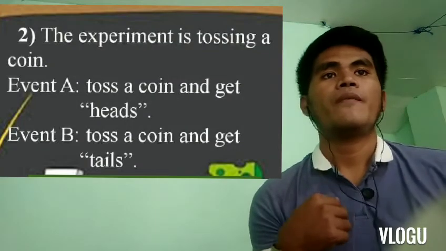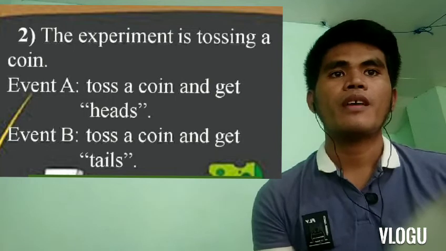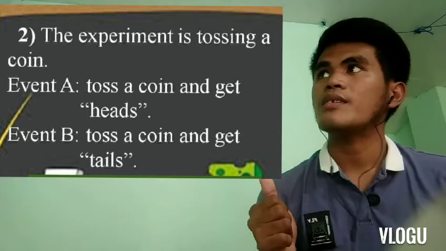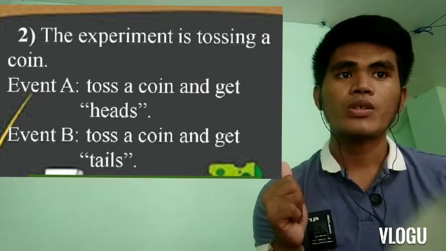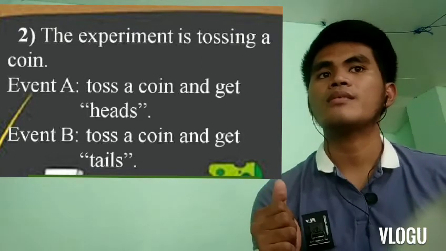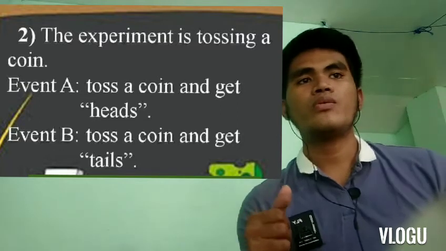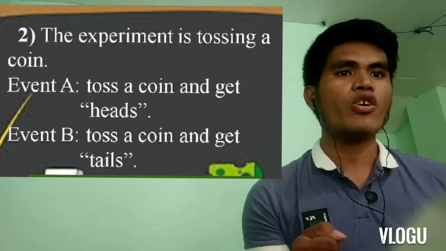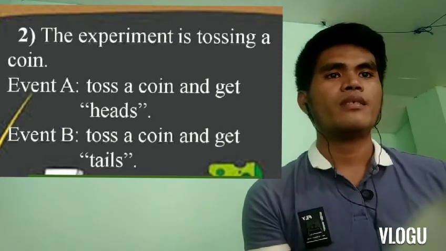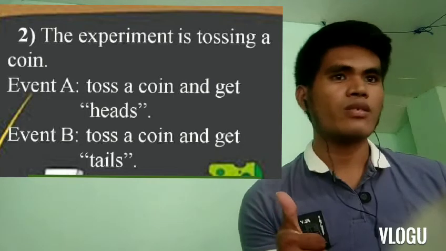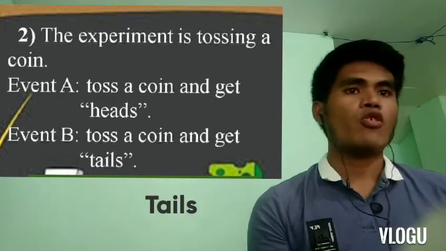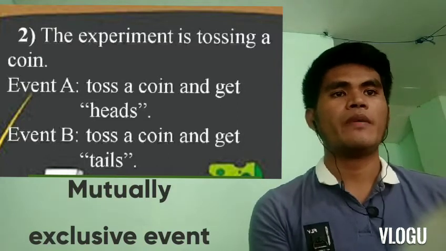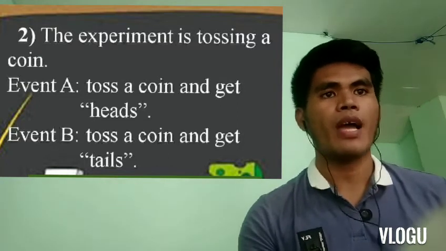Example number 2. The experiment is tossing a coin. Event A, toss a coin and get heads. And event B, toss a coin and get tails. If you toss a coin, you expect that it is heads or tails. It cannot be both heads and tails at the same time. So this example is a mutually exclusive event because they cannot occur at the same time.